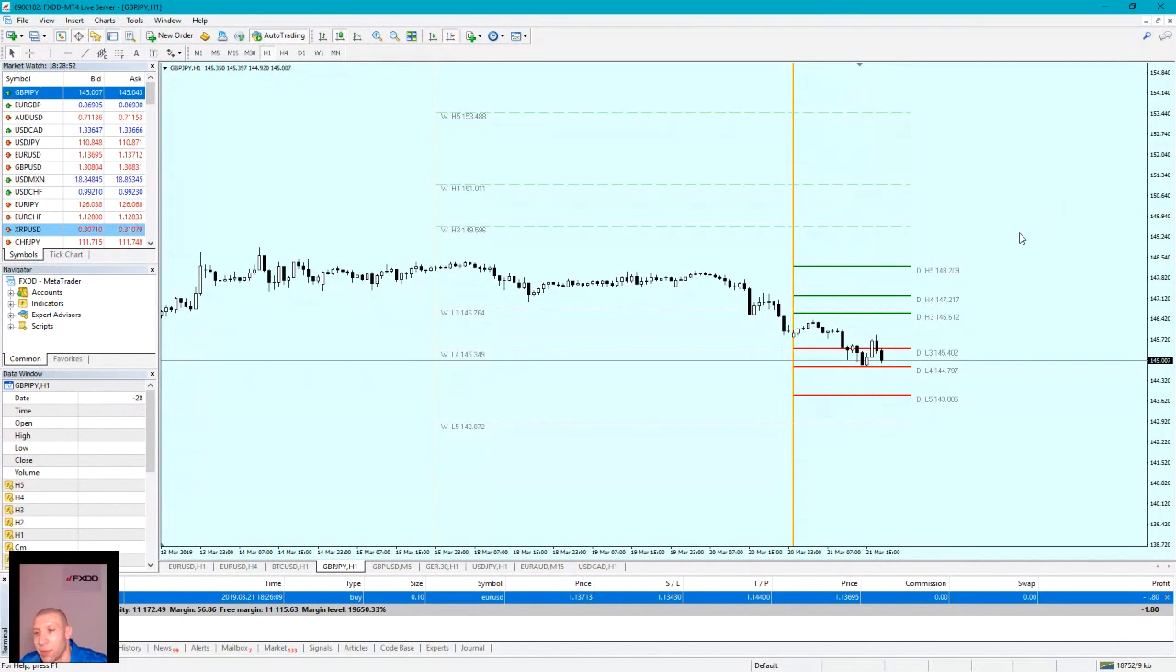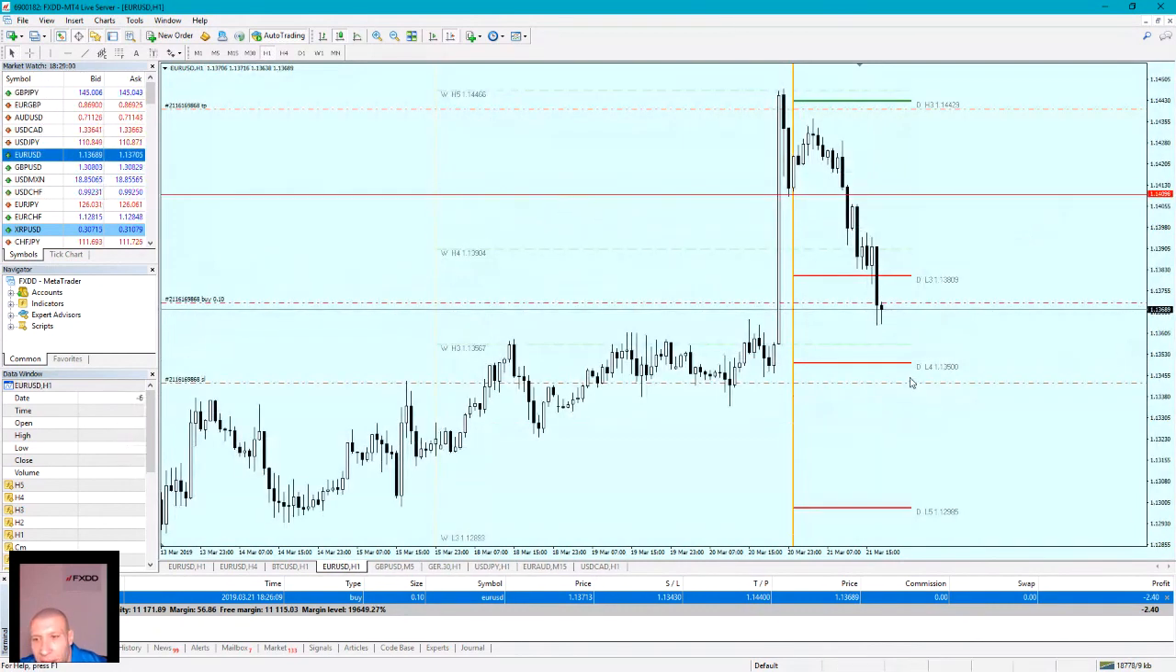Also, these Camarilla levels can be very, very good for placing stop losses. For example, on the euro-dollar trade, when we see that daily L4 is 1350, I think that if the price is above 1340, this is just for placing the stop loss.